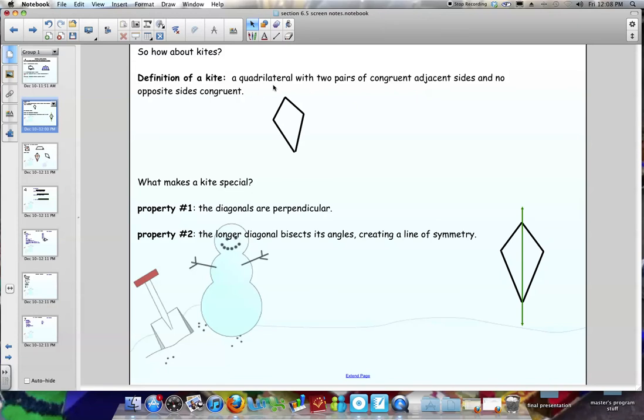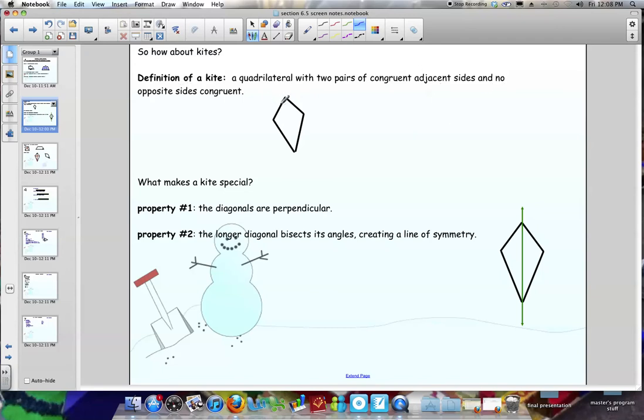Kites, by definition, are a quadrilateral, so it's a four-sided figure, and it has two pairs of congruent adjacent sides, but no opposite sides are congruent. That's what separates a kite from a rhombus.